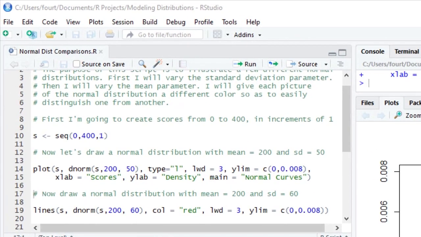Let's do it again, keeping the mean at 200, but changing the standard deviation to 60. I'm using the lines command instead of the plot command because this will superimpose a curve over the first one. If I use the plot command, my first graph will be erased and a new one will be created. I want to superimpose so that we can compare. I do add a COL command, which stands for color, so that I can make my new plot a different color than the first. I chose red.